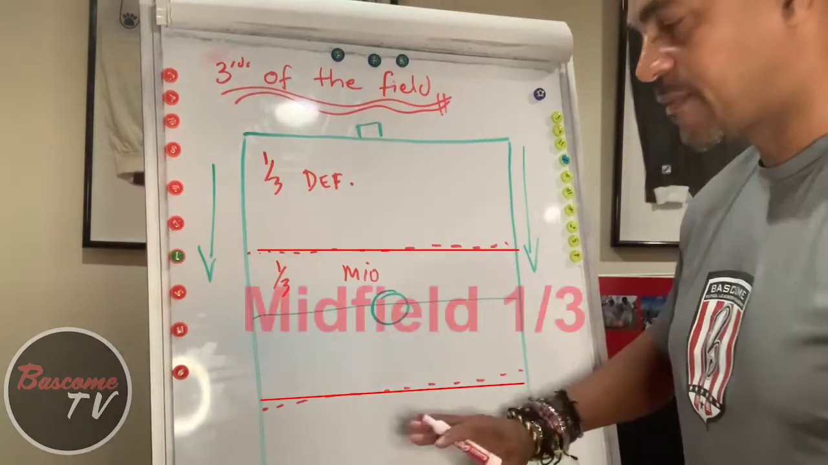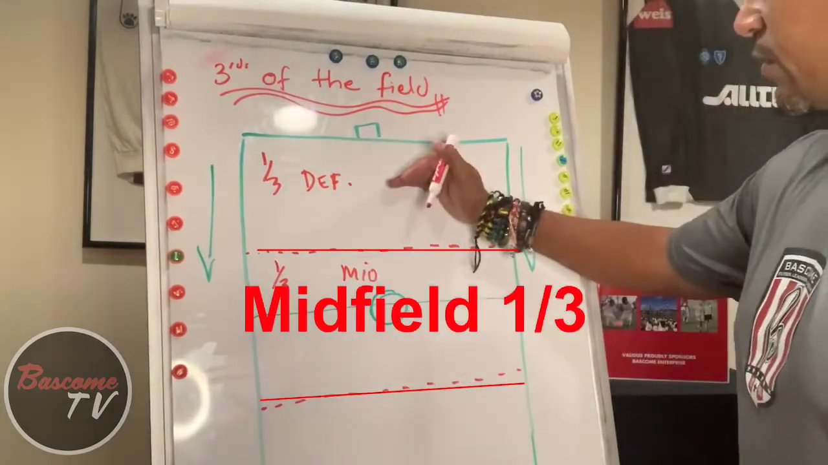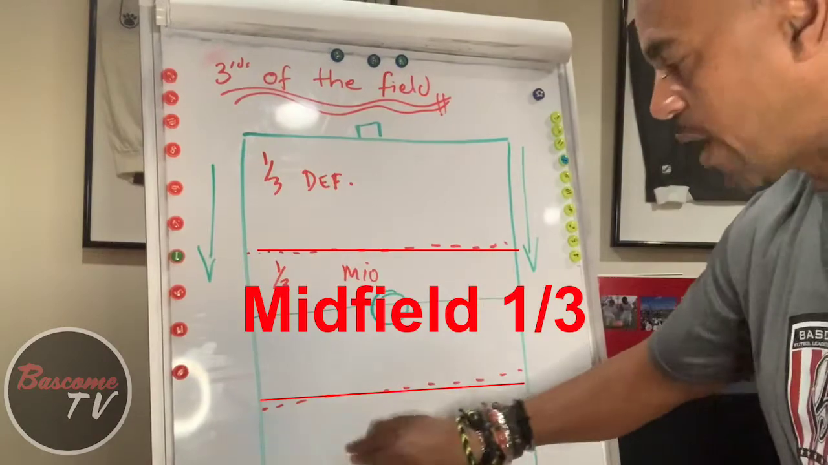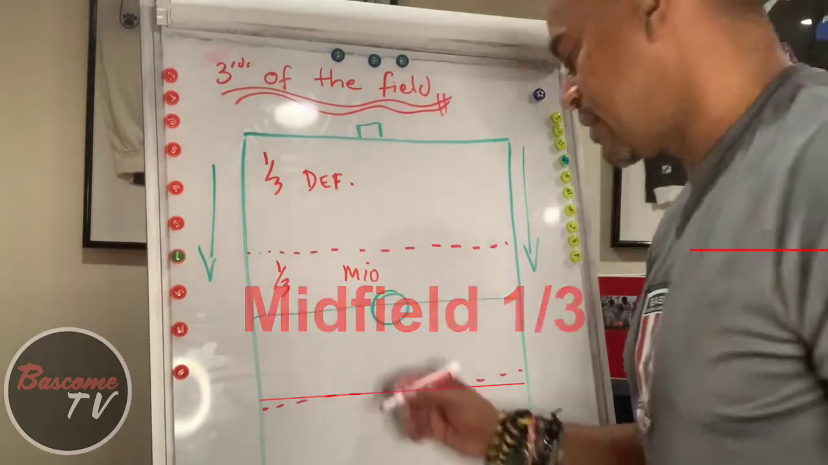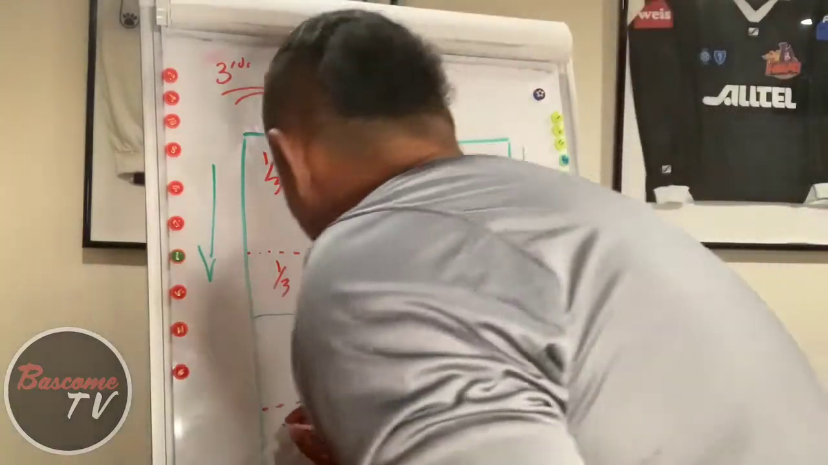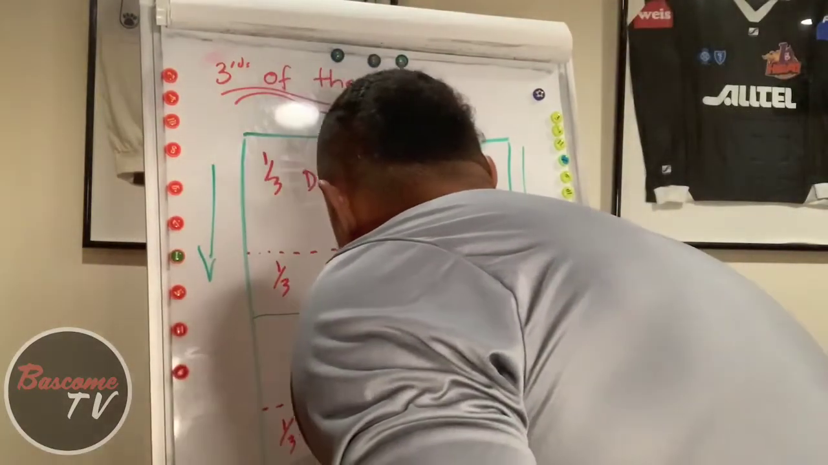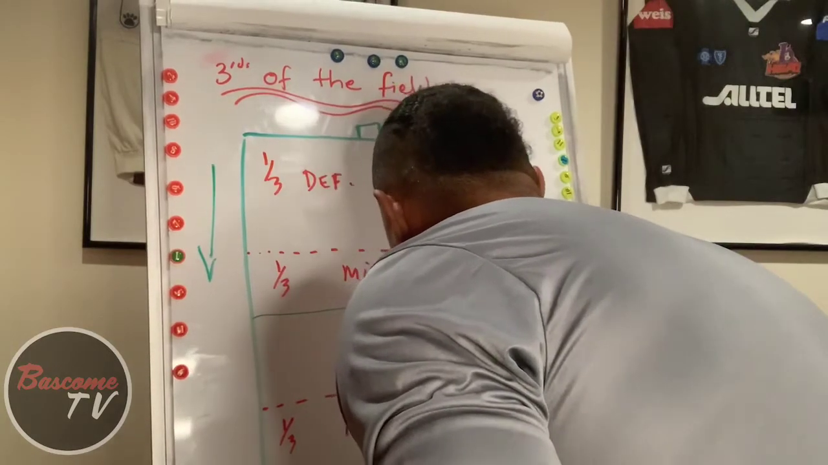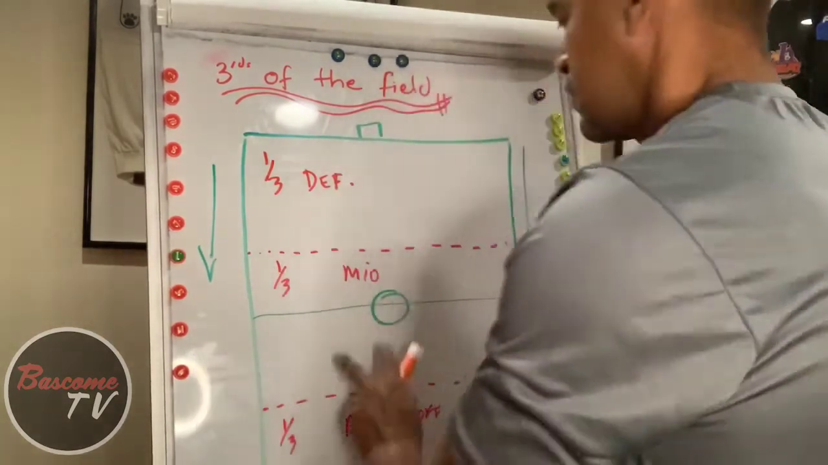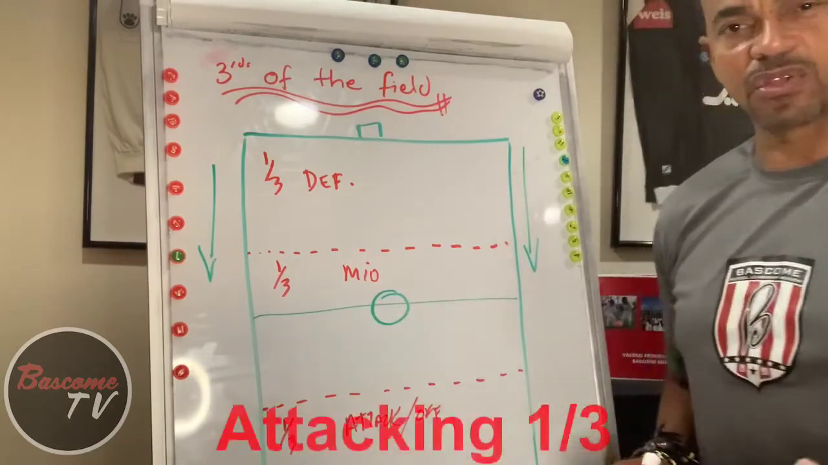What about this? If you got your defensive third, your midfield third, what can this third possibly be? Excellent. It's either going to be your attacking third, okay? You're attacking this area, okay? Or it can be your offensive third, okay? Very important you understand the thirds of the field.